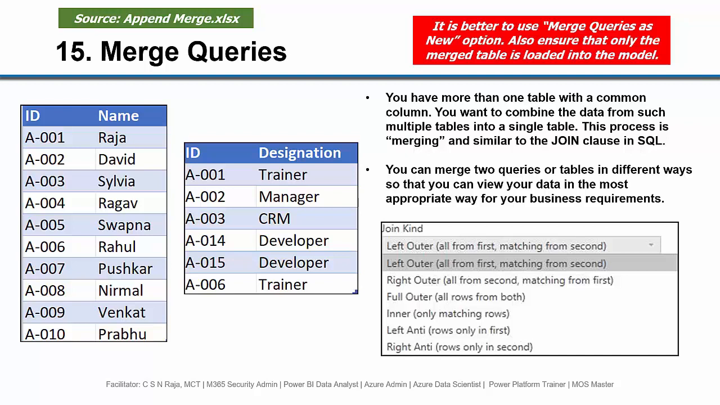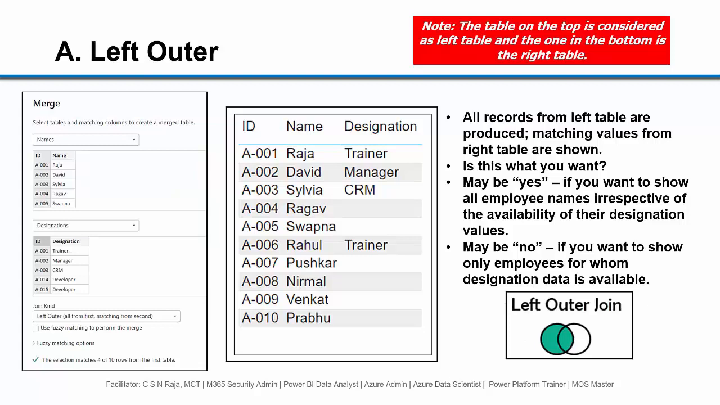We have 6 different join kinds known as left outer, right outer, full outer, inner, left anti, and right anti. It is better to use the merge queries as new option. Also ensure that only the merged table is loaded into the model. When we speak about the left outer kind of join, in the resultant table, all records from the left table are produced. Matching values from the right table are shown. For example, you will be able to see in this image, all the employee names along with IDs from 1 to 10 are shown, and the designation column shows values only when it is available in the other table.